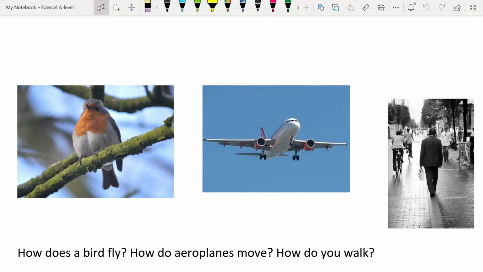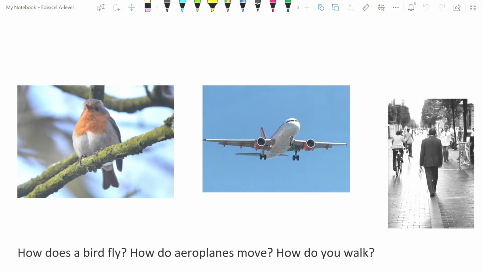And of course, everything around us that moves, moves because of Newton's three laws. So, how does a bird fly? How do airplanes work? How do you even walk? Newton's three laws help to explain all of that.